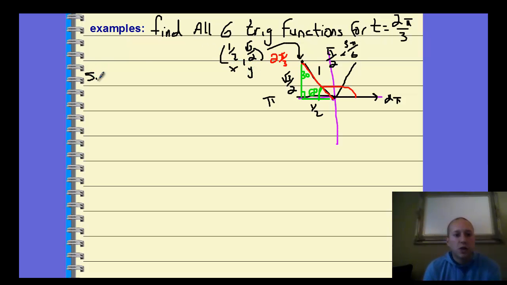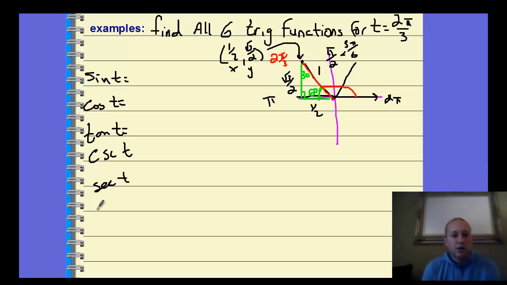which helps us find the 6 trig functions. So we have the sine of t, cosine t, tangent t, and then the cosecant, secant, and cotangent, which are just reciprocals of what we just wrote. And we want to rationalize those when possible. So I'm going to do one, and I'm going to have you actually do the rest.